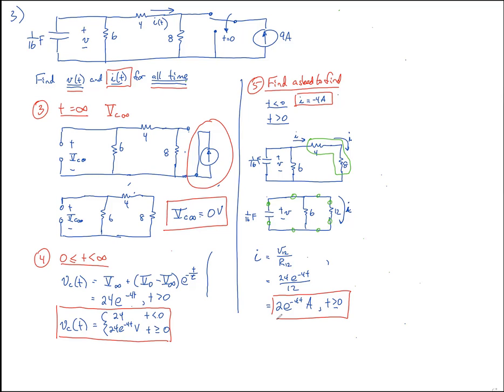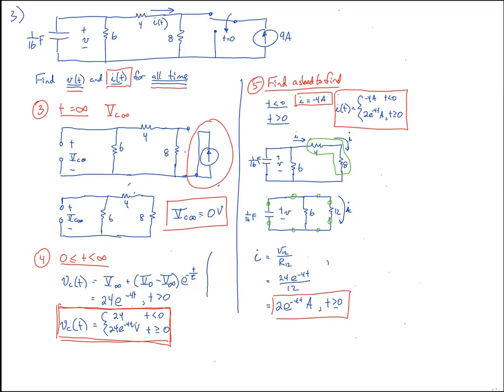So now we can find the last part of the equation, the last part of what it was asked to find, which is I of t is equal to either minus 4 amps for time less than 0 or 2 e to the minus 4t amps for time greater than or equal to 0. And this plus this is the entire answer to the problem. But wait, you might ask.